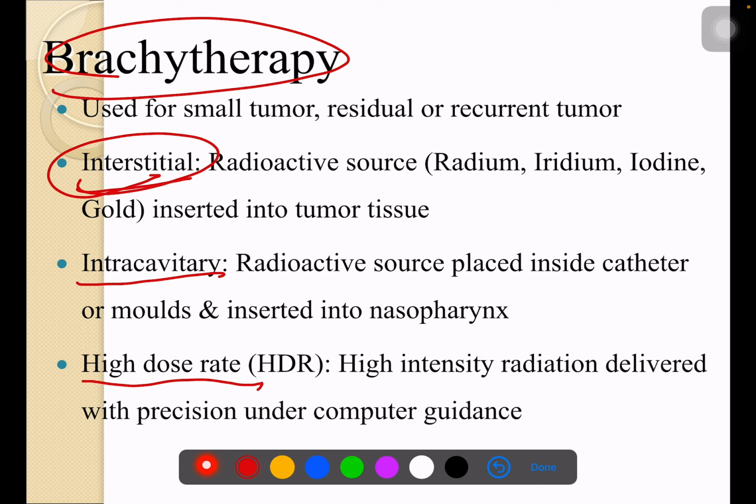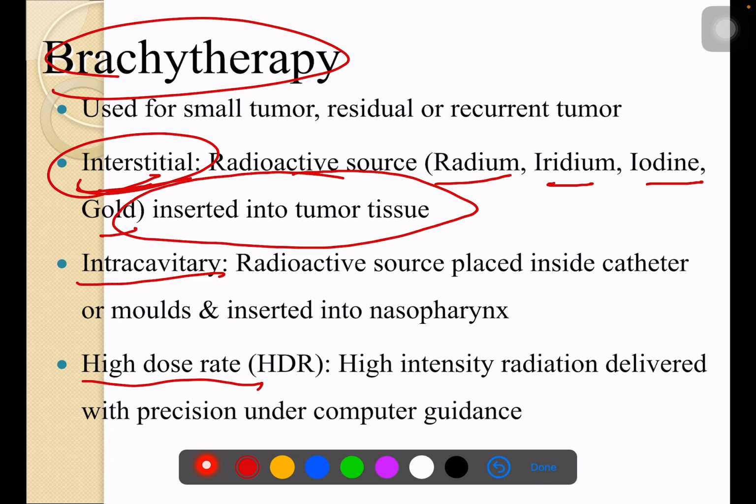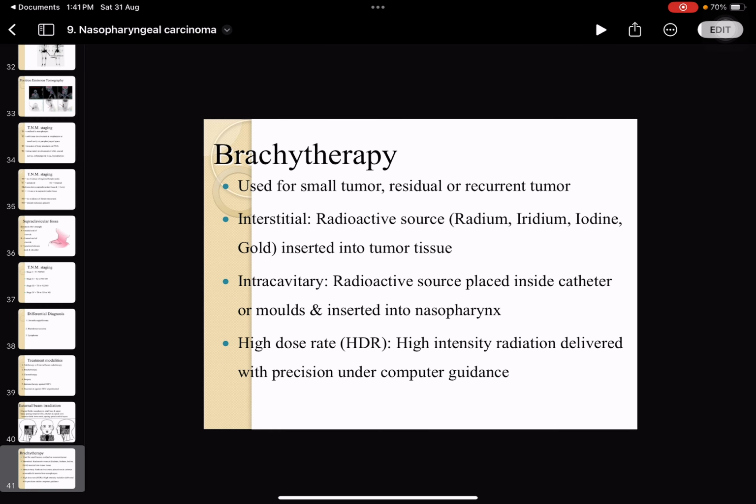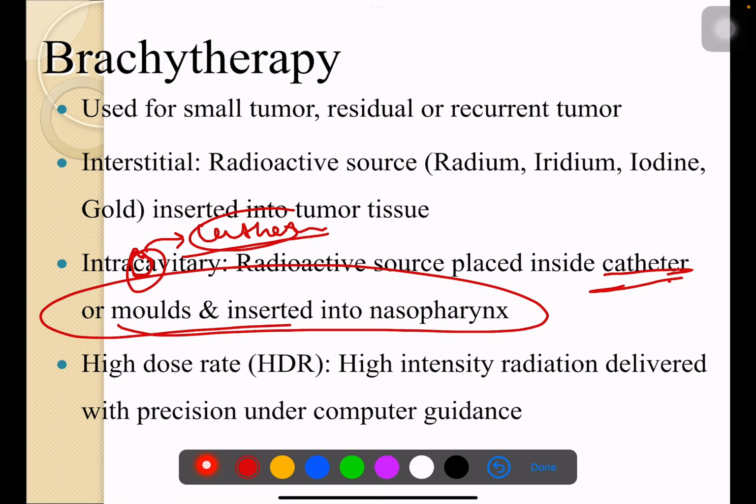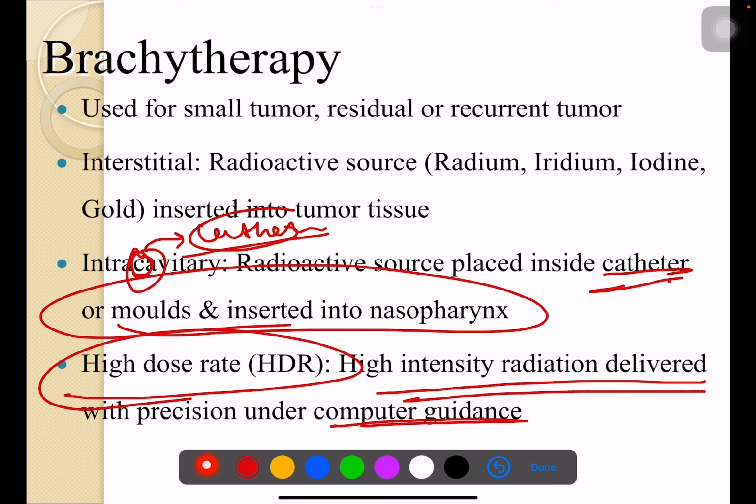Interstitial means you give a radioactive substance, that is radium, iridium, iodine, gold. It is inserted into the tumor tissue, that is interstitial. Intracavitary means radioactive substance is placed inside the catheter. You can remember by this one. C is catheter. It's a probe, right? So intracavitary, you need to keep it inside a catheter and then you can keep it inside the nasopharynx. High dose, high intensity is delivered to the tumor site.